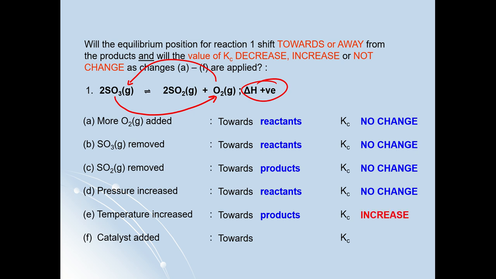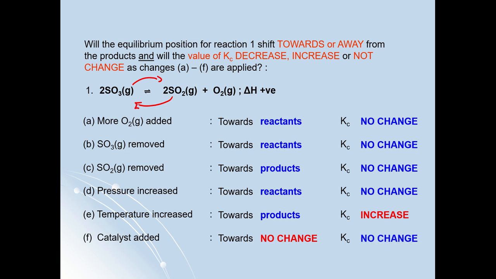Kc this time will change. We have more products on the top line of our Kc expression. We've increased those, we have less reactants. So therefore this time our Kc will indeed increase. And our final one is that we add a catalyst. Well, if you remember from last year, a catalyst will indeed speed up the forward reaction and the reverse reaction to equal amounts. The equilibrium will not change, the Kc will not change.